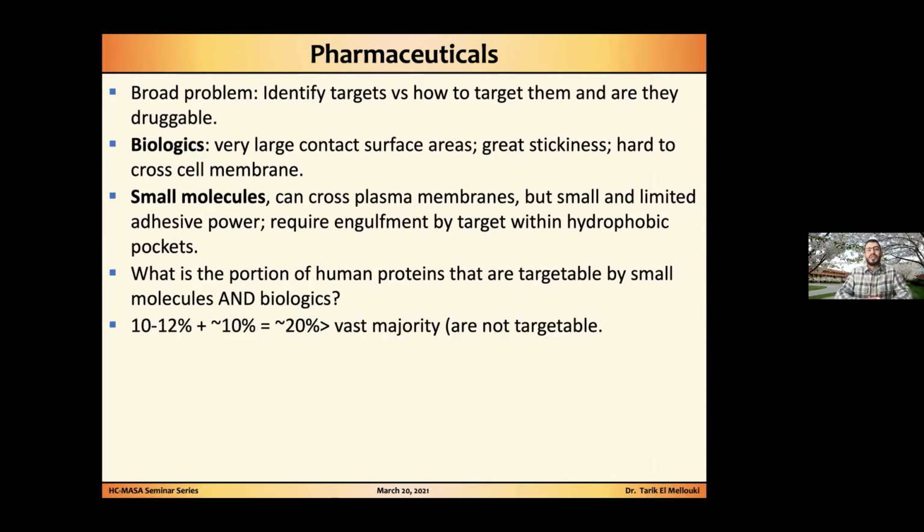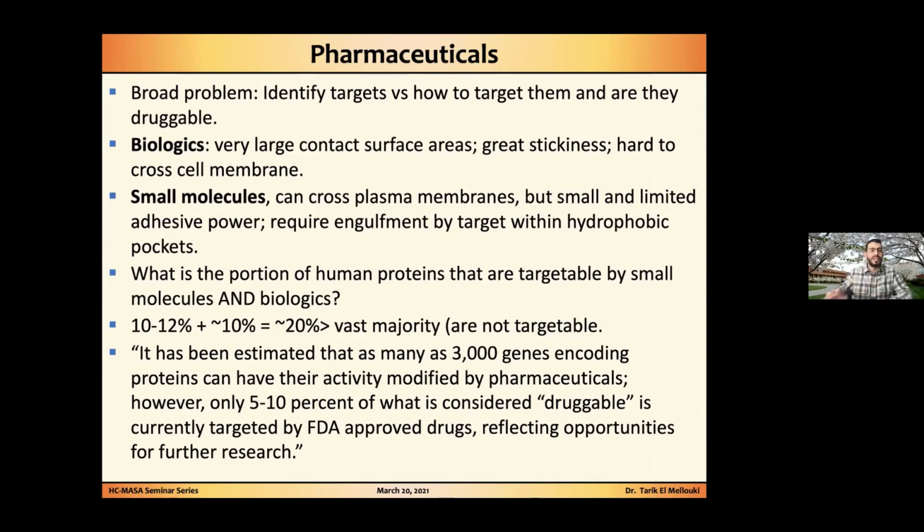What's interesting is that both of these types of drugs, in the market or being developed right now, only target about 20% of all targets in the human cell. So the vast majority of human proteins are not targetable; they're not druggable. Let me just read this. It has been estimated that as many as 3,000 genes encoding proteins can have their activity modified by pharmaceuticals. However, only 5–10% of what is considered druggable is currently targeted by FDA-approved drugs, reflecting opportunities for further research. This is from the Illuminating the Druggable Genome, an NIH program, if you are interested to read more about it.